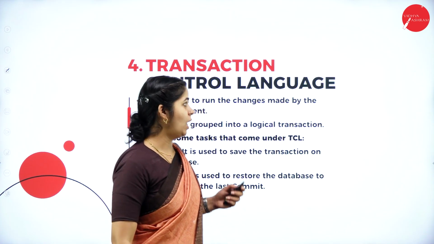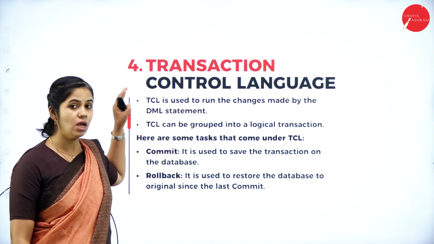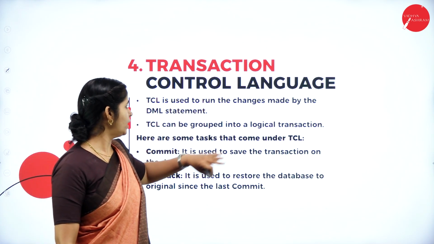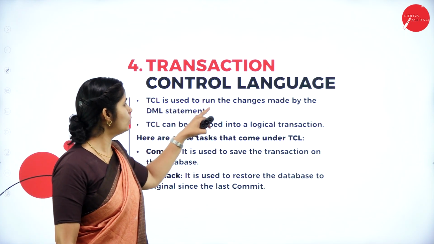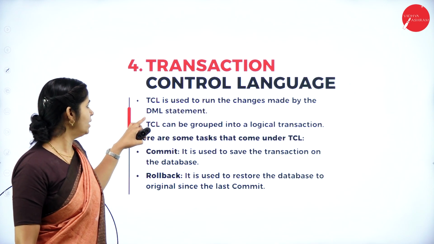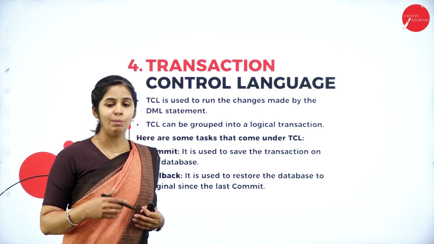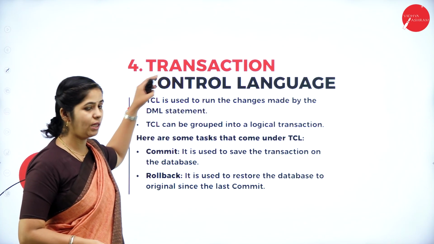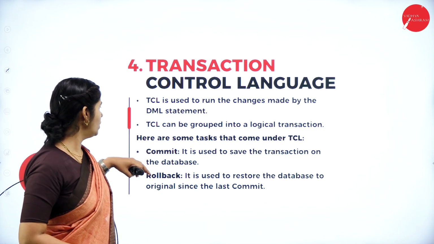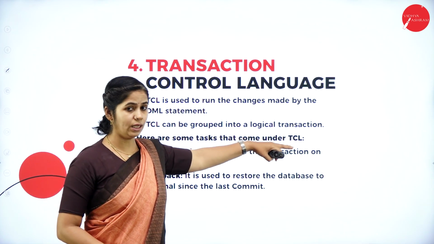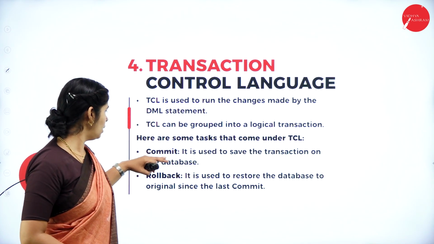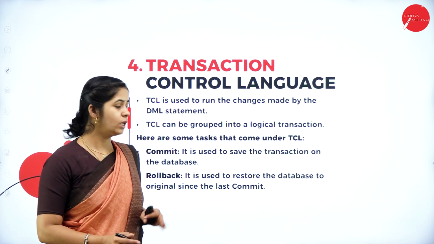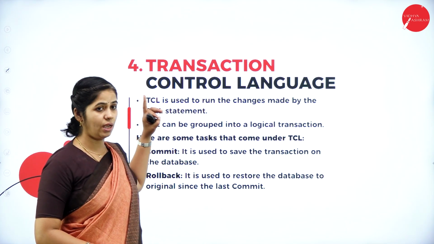The fourth type of language we have is transaction control language, called TCL, which stands for transaction control language, used to run and control changes made by the DML statement. Using the manipulation language, whatever changes have been done will be controlled by the transaction control language. Some of the tasks that come under TCL are commit and then rollback, undoing and then doing. Both come under transaction control.